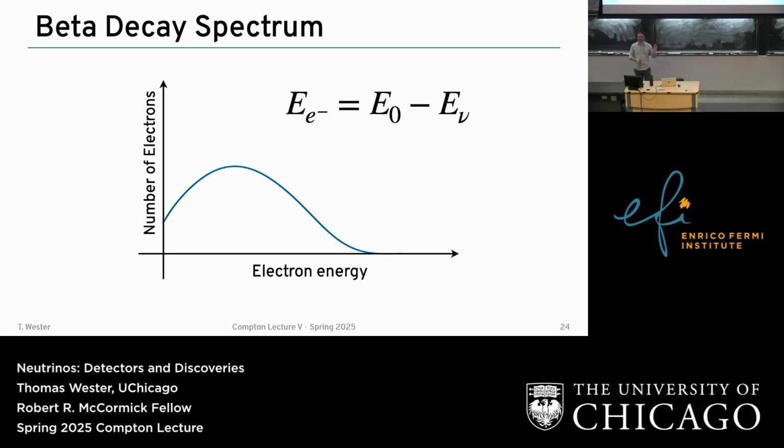On the vertical axis is showing the number of electrons, and the horizontal axis is showing what those electrons' energy is. And so by the principle of energy conservation, we can say that the energy of the electron has to equal the energy we started with, which we'll call E0, minus the energy of the neutrino, E nu. And what you can do is zoom in to the endpoint of this spectrum, so the very highest energies of the electron. By energy conservation, if the electron has the most energy, then the neutrino should have the least energy. But if the neutrino has mass, then the least energy the neutrino can have is given by the mass of the neutrino.